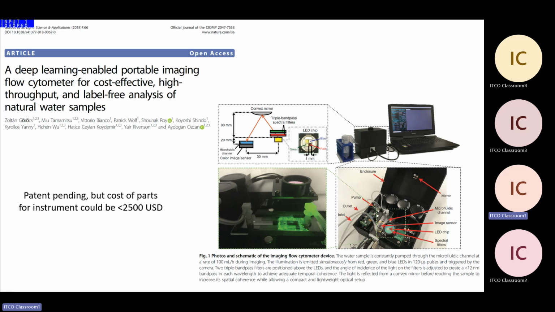I don't know exactly what their arrangement is. I want to reach out to them. It's patent pending, and there's no source, but they describe the system incredibly well in the paper. The cost of parts for a single unit is about $2,500, but at scale it could be less than $1,000.